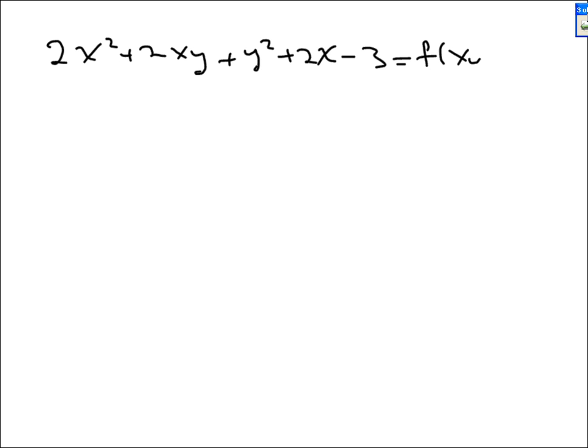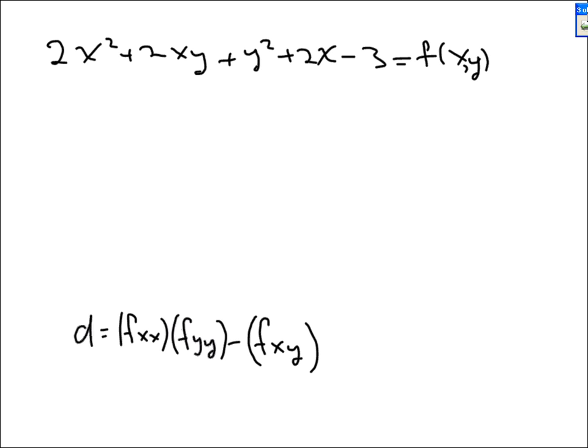Now, suppose you were asked to find the relative maxes and relative mins of this function. I meant to write f of x, y. This is where we use the D formula. D is equal to f sub xx at the critical point times f sub yy at the critical point minus the mixed partial at the critical point squared.